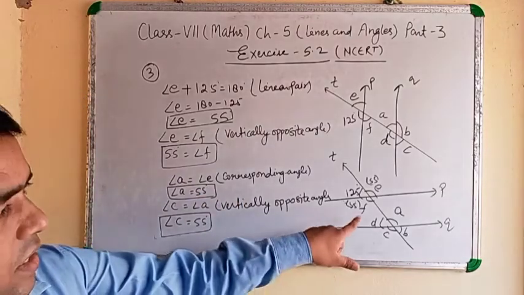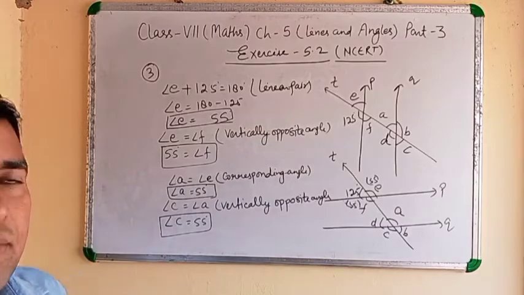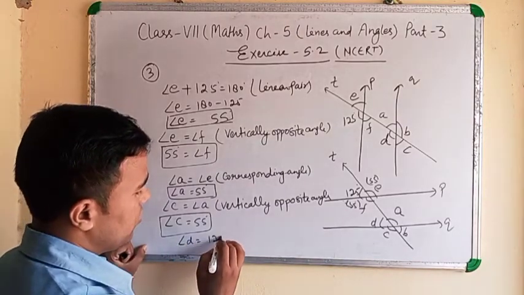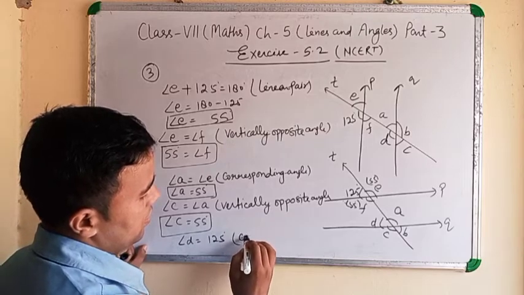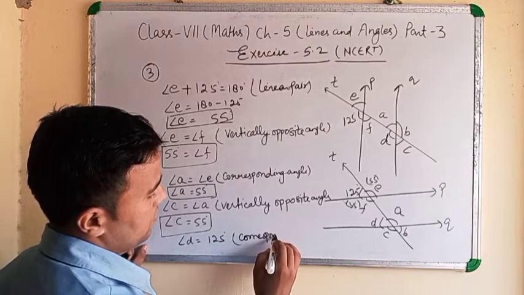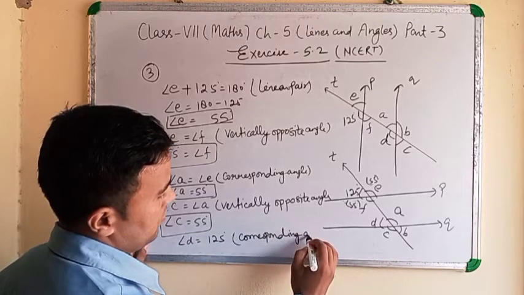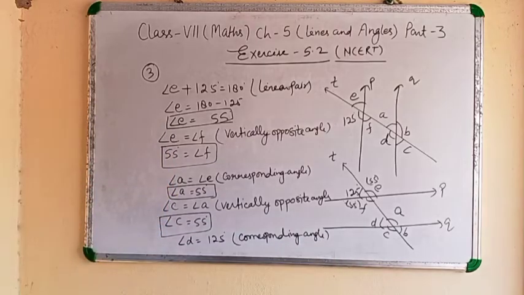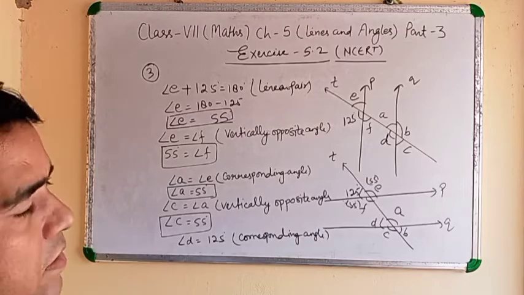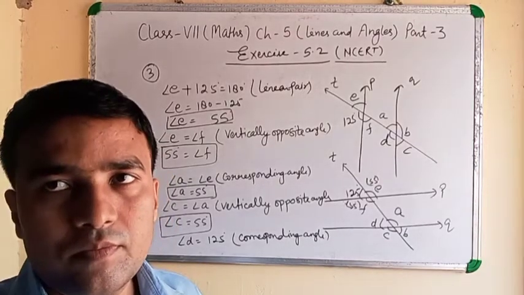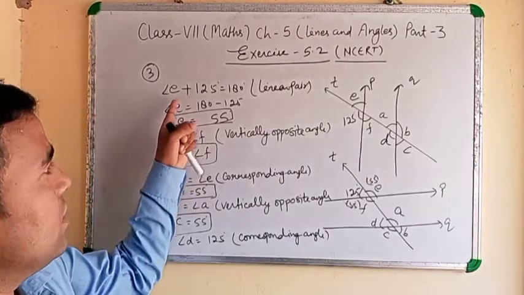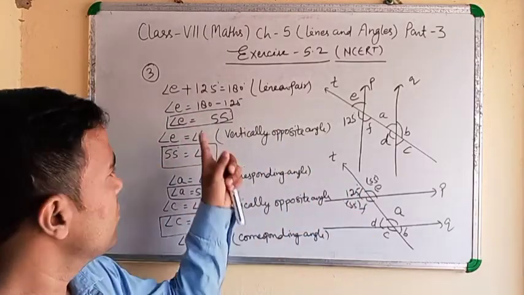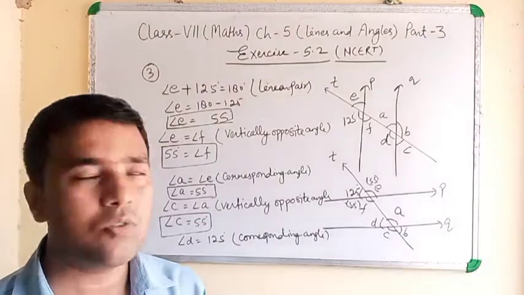Clear? Angle D equal to 125 degree, corresponding angle. Clear? And angle B equal to angle D. Note down. Angle E plus 125 equal to 180 by linear pair. Find that, angle E equal to 55.